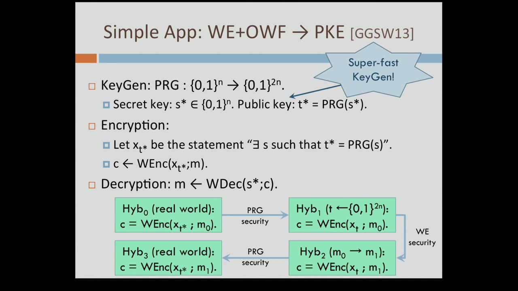So that's it. We didn't even need iO here. It gives us a way to construct one-way functions and witness encryption, but it's not necessary if we have a witness encryption scheme. Yes, this is just from witness encryption.